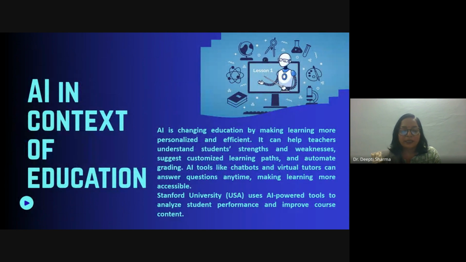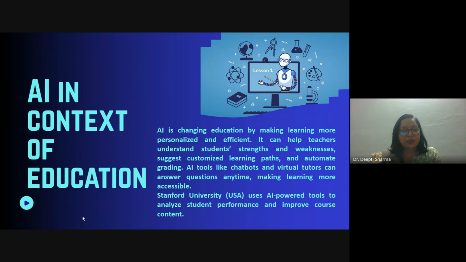So, AI in the context of education. AI is changing education by making learning more personalized and efficient. It can help teachers to understand students' strengths and weaknesses, suggest customized learning paths, and automate grading. You can prepare the sheet and analyze it with the slow learners and the fast learners, and analyze the performance of students after attempting any particular quiz given to them.